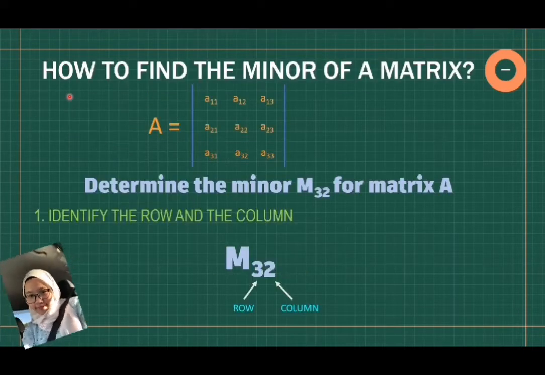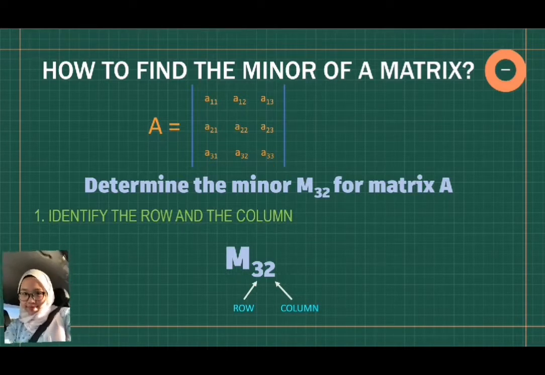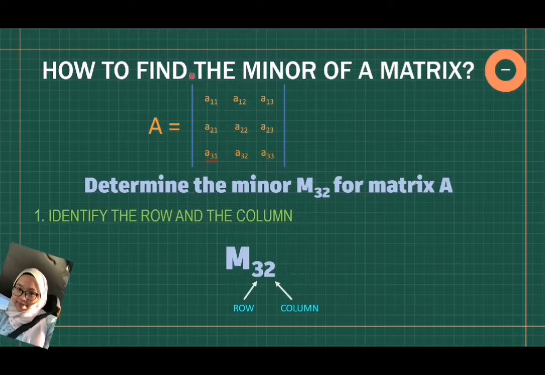So how do we find the minor of a matrix? Here I have matrix A. I replaced all the numbers in matrix A with the letter A. These two small numbers beside the letter A indicate its location. For example, A31 is located in the third row and the first column.